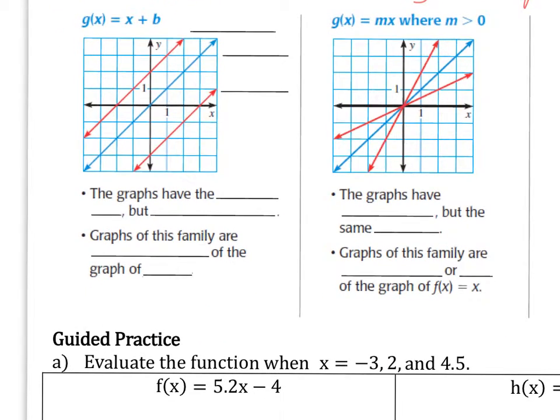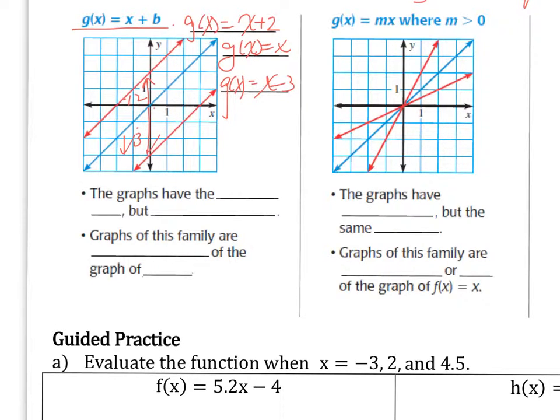So let's take a look at g of x equals x plus b. Here you're given 3 lines. The one in the middle will be your parent linear function, so we could write that as g of x equal to x. The line to the top has been shifted up 2 units, so we can write that as g of x equal to x plus 2. And the line to the bottom has been shifted down 3 units, so we could write that as x minus 3.